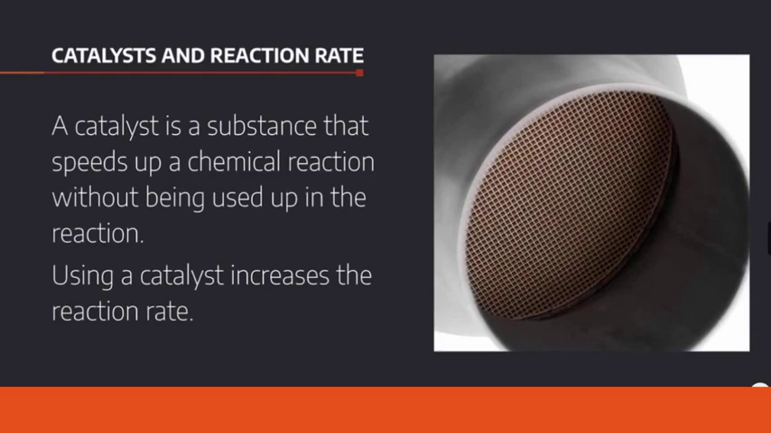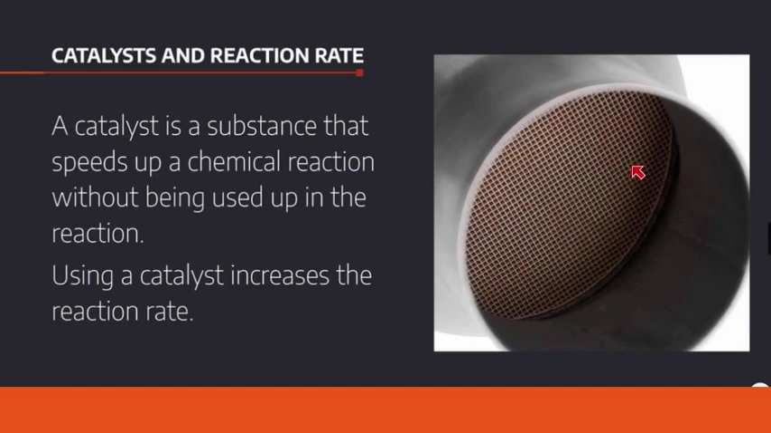A catalyst does the same thing. It doesn't get used up in the chemical reaction. It just assists in trying to get the reaction going. The picture on the right here is a catalytic converter in a car. Basically, the platinum, the metal, is used to make a reaction to pull pollutants out of your car exhaust.